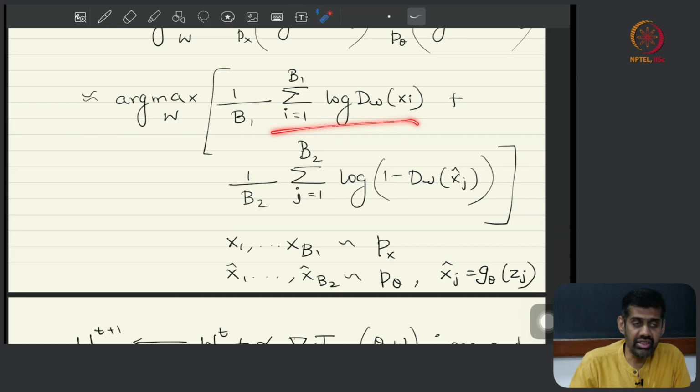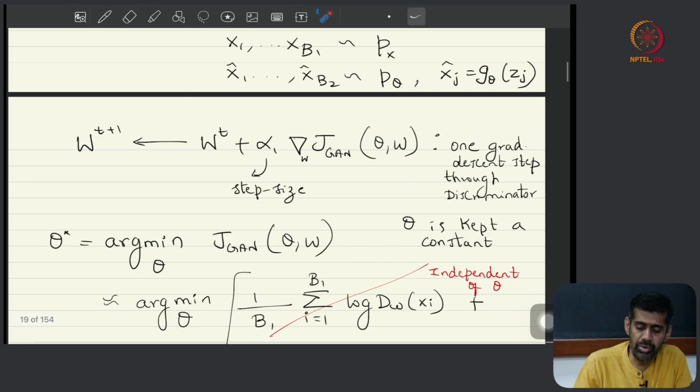Are we good? Both of these terms are computed with respect to the D network, where once we sample from Px and pass it through the D network to compute log D_w of x_i, then we sample from P theta, the distribution, by passing the samples of the normal distribution through the g theta network and compute D_w of x cap and compute the second term, add both of them, and then you do one backpropagation or backward pass through the W network to solve the inner optimization problem.